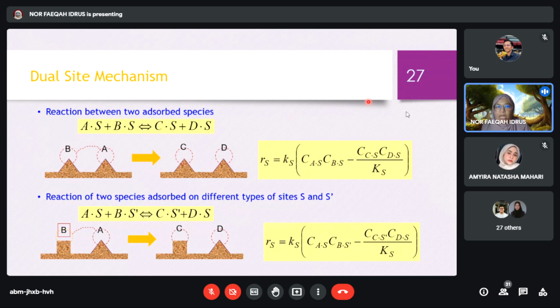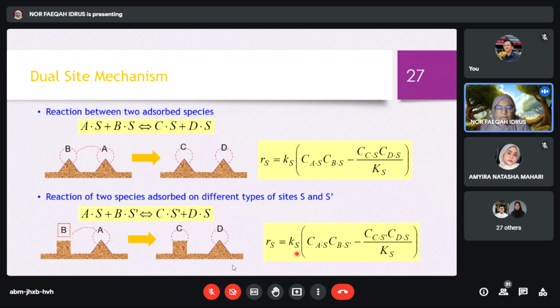So similar for the rate of surface reaction. This is the rate of surface reaction. We write it in terms of the adsorbed species for reactant and also the product. So kalau only one product, so your product jadi minus CC dot S CV, sebab dia leave vacant site dekat sini. Kalau tak ada produk D ni, so dia jadi CV here. So you kena banyak main dengan equation lah.